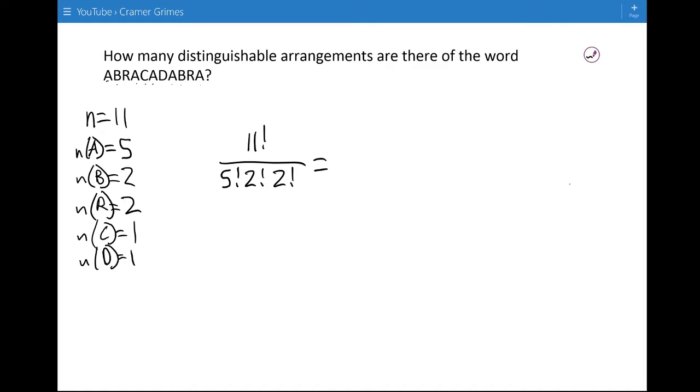Chucking this into a calculator would give me 83,160. Okay, of course, there are other problems that are similar to this, but aren't necessarily phrased in terms of distinguishable arrangements of words. So I'm going to do a very similar question, how we work it, but the wording is different, and I'll explain how it ends up boiling down to a distinguishable permutation.